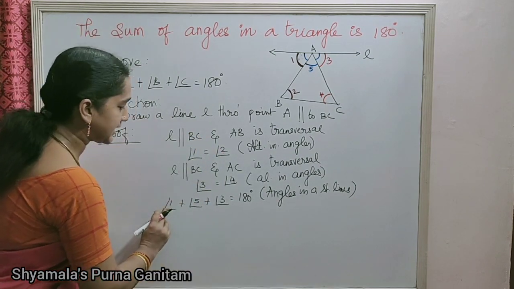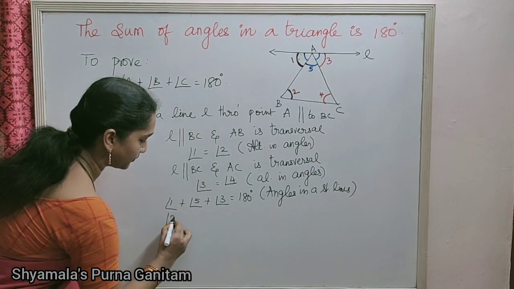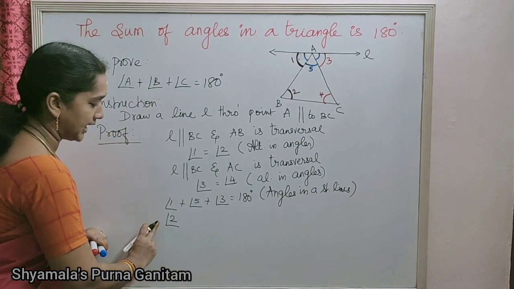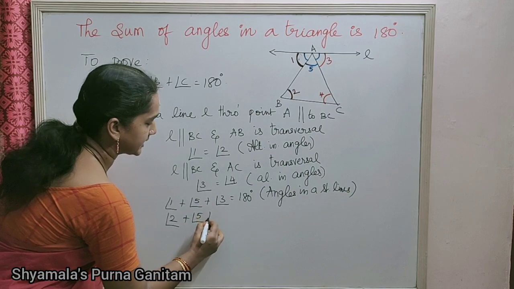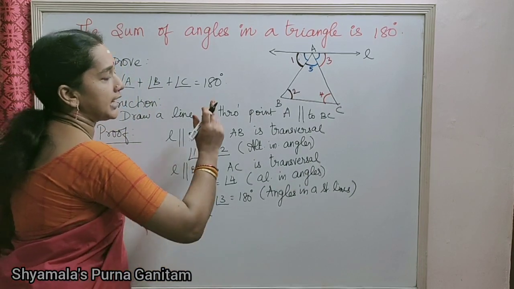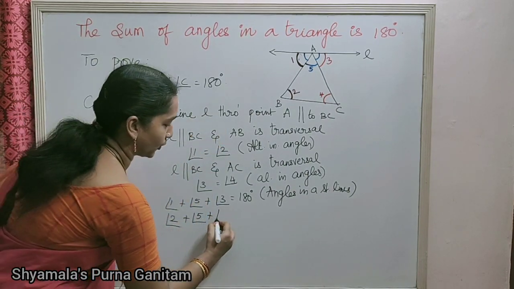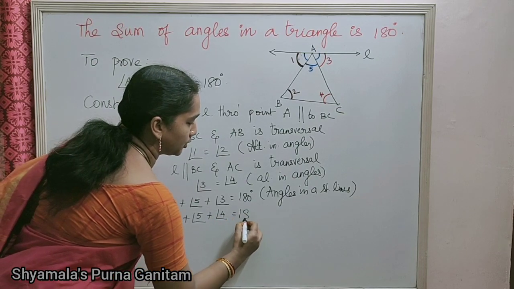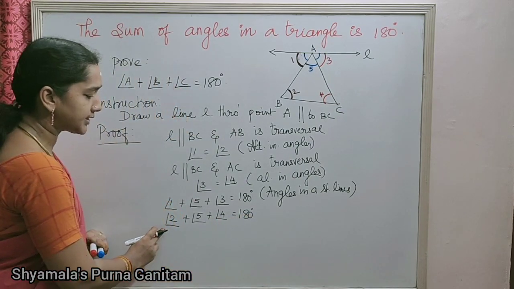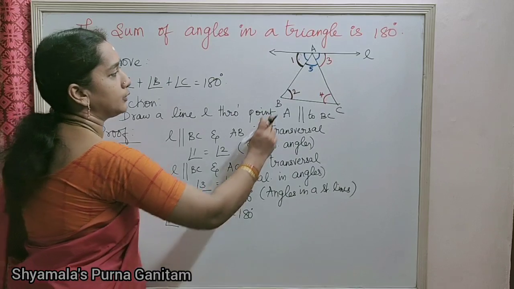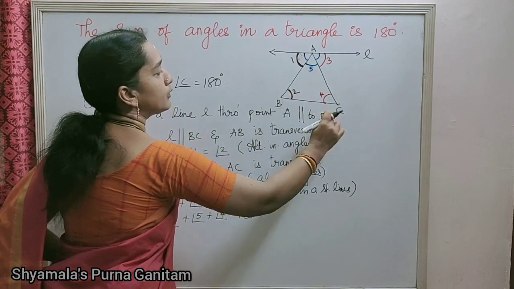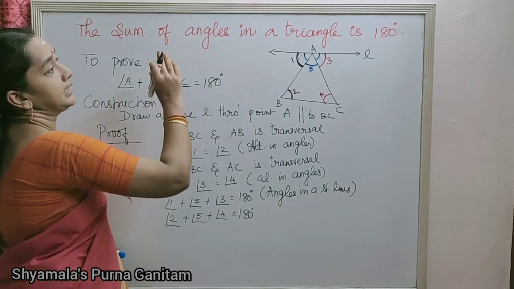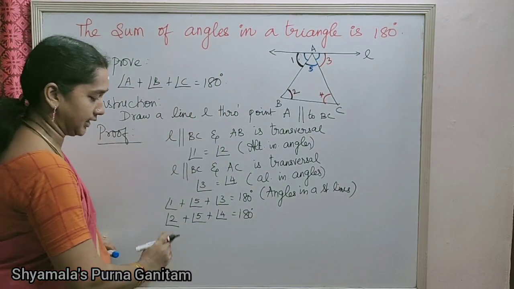Previously we told that angle 1 is equal to angle 2. So I am replacing 1 by 2. Angle 5 will be as it is, and instead of 3, I am replacing it by 4, which is equal to 180 degree. So what are angle 2, angle 5 and angle 4? Angle 2, angle 4 and angle 5 form the angles in a triangle.